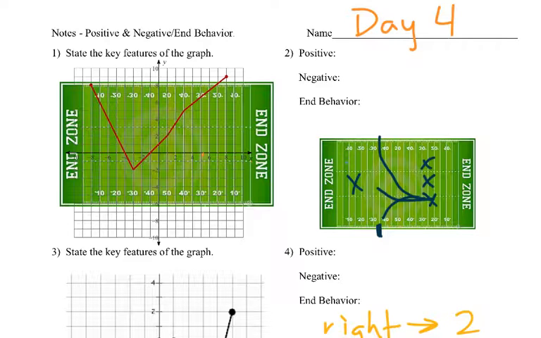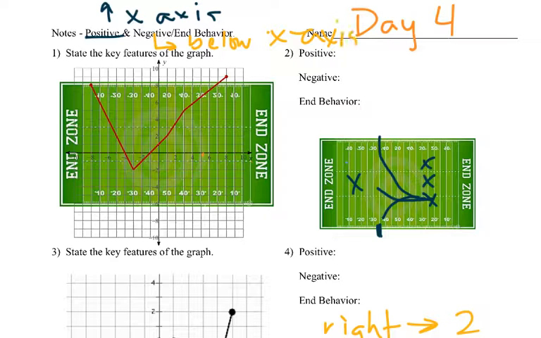Okay, so positive is simply when it's above the x-axis. That was supposed to be an arrow. So above x-axis, negative when it's below. And I don't know why I didn't use an arrow for that one, the x-axis.